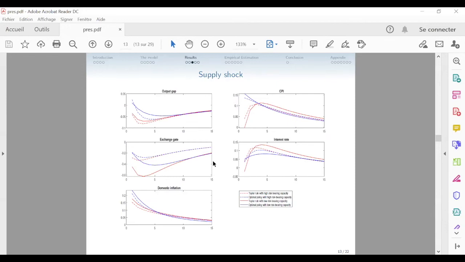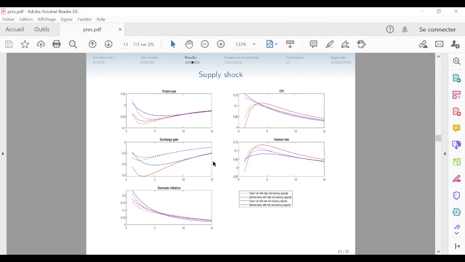What can we say here? You see that for the Taylor rule, the appreciation is really large, which makes the CPI and the interest rate negative in the beginning. So once again, when the risk is larger, obviously the appreciation is larger, followed by a larger depreciation.